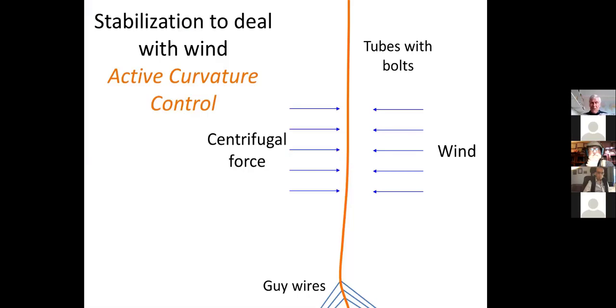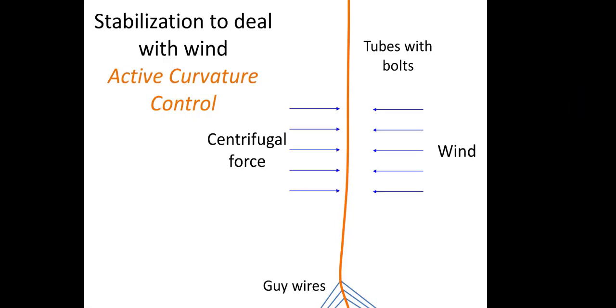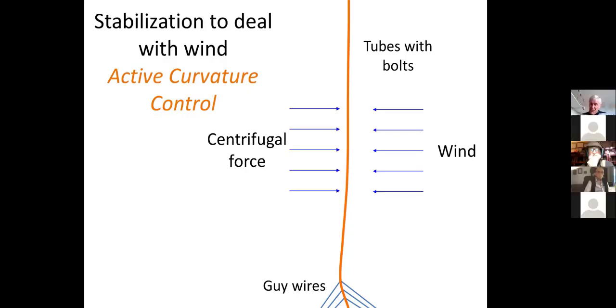Now, the active curvature control algorithm is the method for stabilizing in wind. And the idea is that instead of having guy wires all the way up, you only need them at the bottom because you adjust the curvature in order to force the bolts to go round a bend, and that creates a centrifugal force which counteracts the wind. And that has the effect of transmitting that wind force down to the guy wires, where they can be used to pull the tubes back to the vertical by the time they reach the lower ambit.